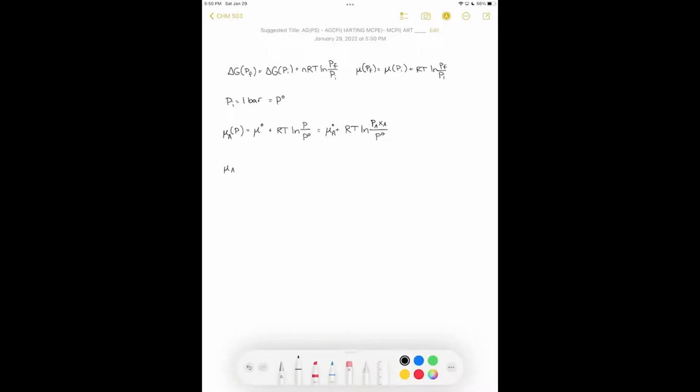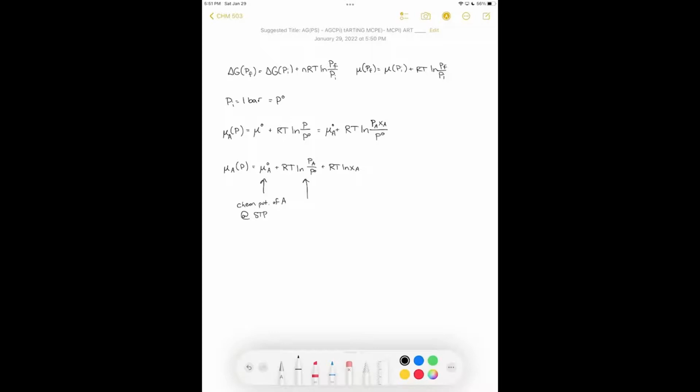We'll have our chemical potential of substance A at some pressure is equal to the standard chemical potential of substance A plus RT natural log PA over P naught plus RT natural log of XA. Now, all I've done here is pull out that XA from the natural logarithm. Why have I done this? I've done this because here we can see there are 3 terms that all have a clear definition. So this term here is the chemical potential of substance A at standard temperature and pressure.